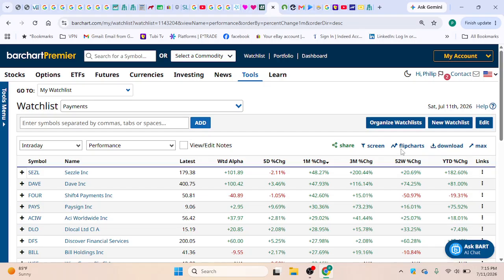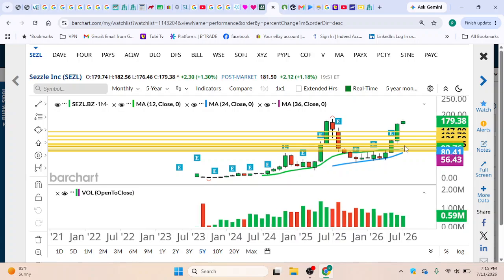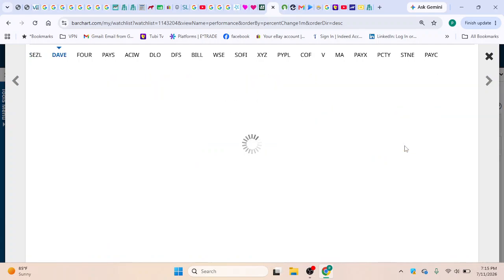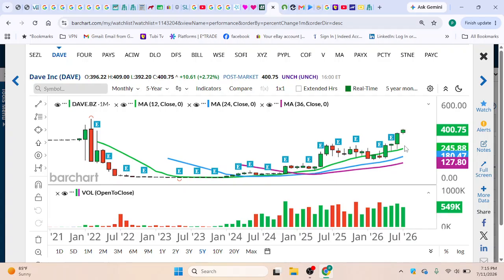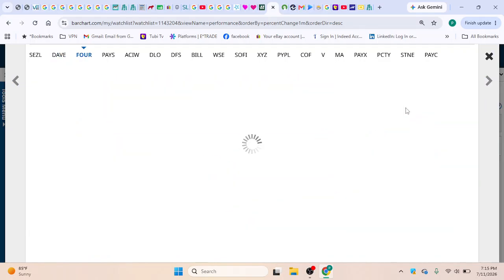So that's why I really like Sezzle, which I said I'm in. Dave is at a real nice move up. That's a newer financial company. Right, moving up the right side. Not a cheap stock, $400 a share, but moving up the right side.